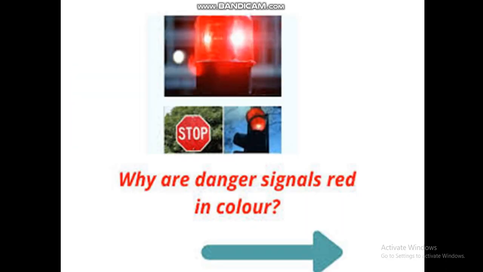Similarly, by using this concept, the danger signals are kept in red. You have seen in the traffic lights or in the railway station that the danger signals are kept in red color, because the red color is scattered least by the atmospheric particles, and it can travel or reach a far distance, and it can be seen from long distances.